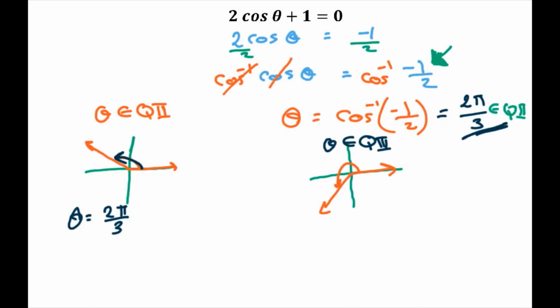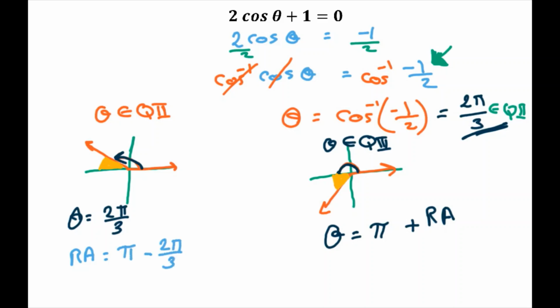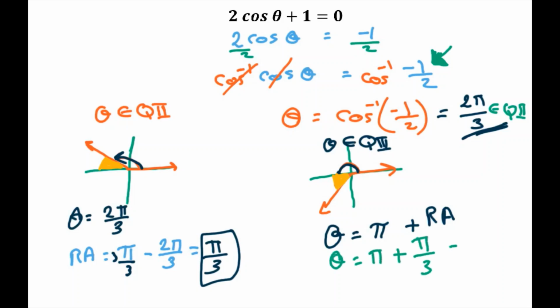Now I need to know an angle in quadrant 3. Well, an angle in quadrant 3 basically is pi plus the reference angle. So theta should be equal to pi plus a reference angle. I don't know the reference angle, so I need to find it. I can tell it from here, because this is my reference angle also, and they are equal. How do we find it? It's pi minus 2 pi over 3, 180 minus 120. If you multiply by 3, that's going to be pi over 3. Now I'll go here and say theta equals pi plus pi over 3, which, if you multiply by 3, is 4 pi over 3.